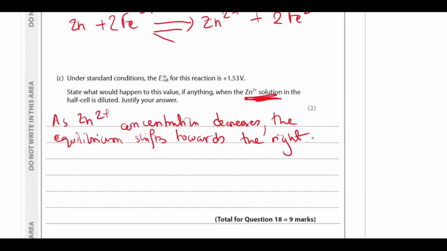So yeah, we can write down that the E cell value will decrease, or it will become less, it will decrease and it will become more positive. In other words, you can write that.